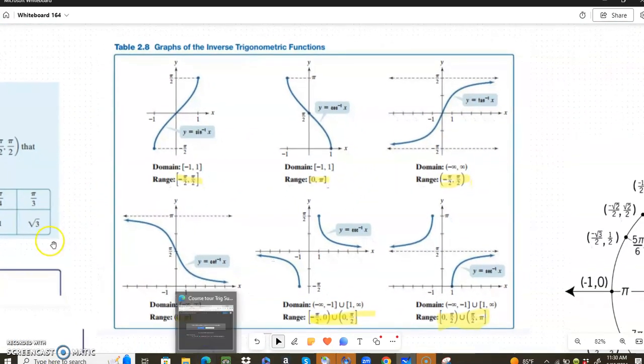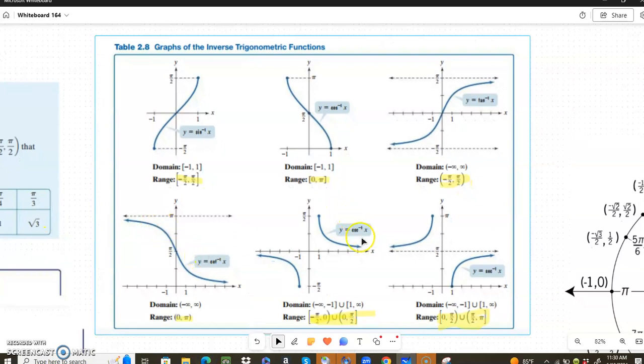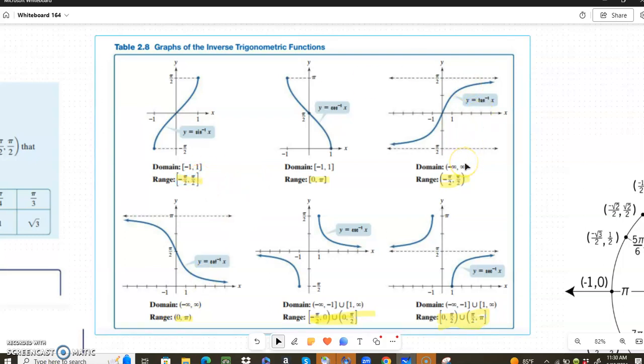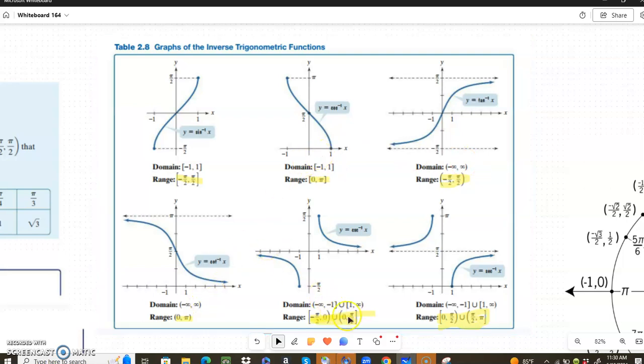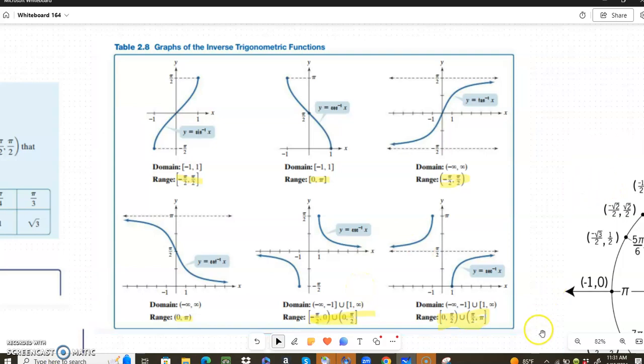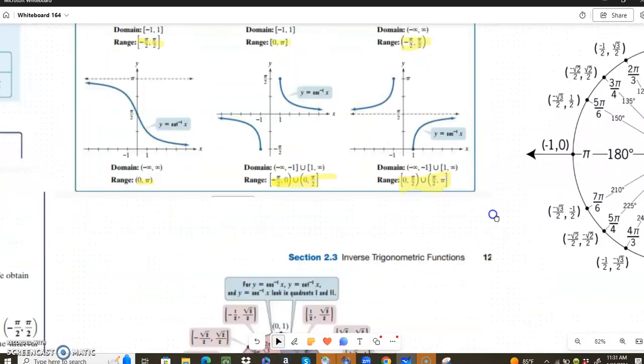Here is a summary that includes cotangent inverse, cosecant inverse, and secant inverse, and I've highlighted the areas that they would be using. You see that sine and tangent use the same, cosine and cotangent use the same. These are broken intervals that have a union, and that has to do with the fact that cosecant and secant are really the reciprocals of sine and cosine. So when sine or cosine are equal to zero, those values are restricted. So that's why those intervals look the way they do.